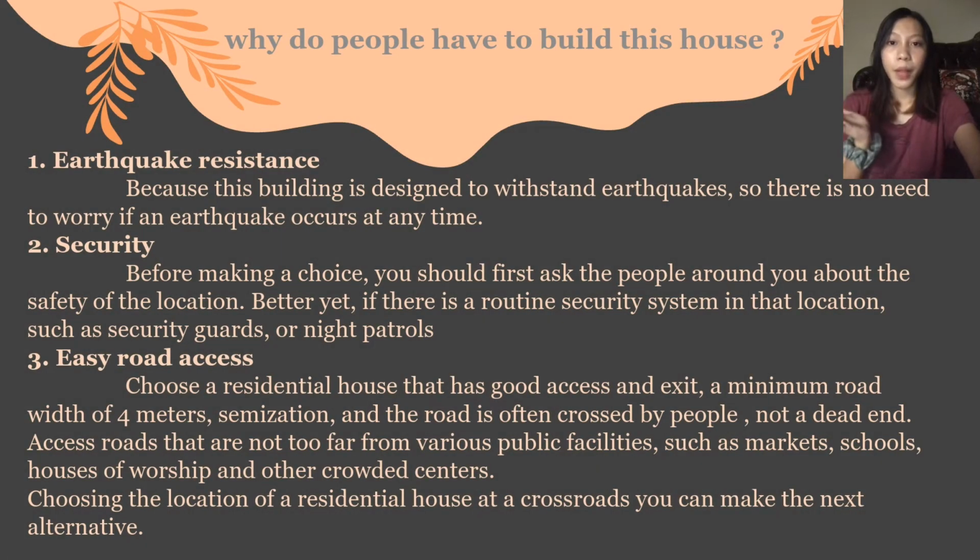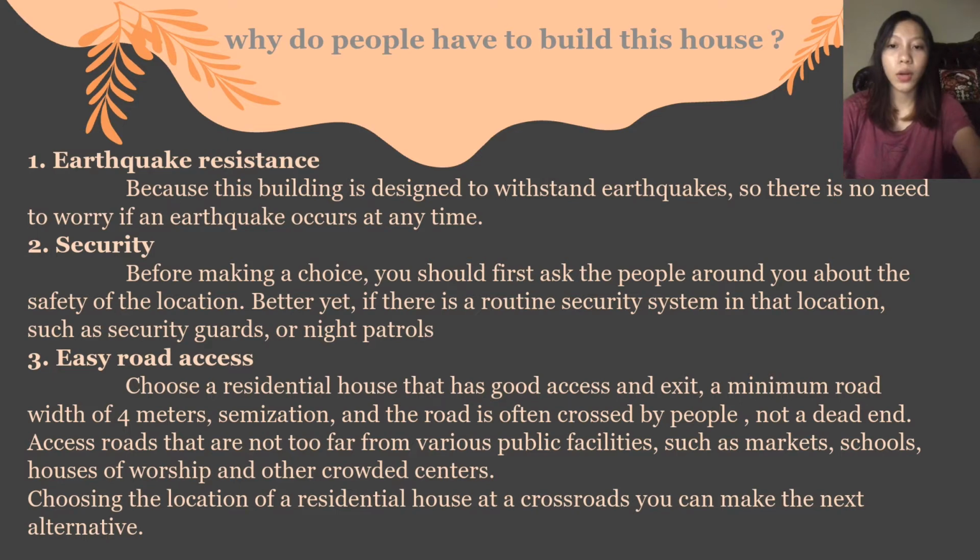So why do people have to build this house? First, earthquake resistance. Because this building is designed to withstand earthquakes, there is no need to worry if an earthquake occurs at any time. Second, security. Before making a choice, you should first ask the people around you about the safety at the location. Better yet, if there is a routine security system in that location, such as security guards or night patrols.